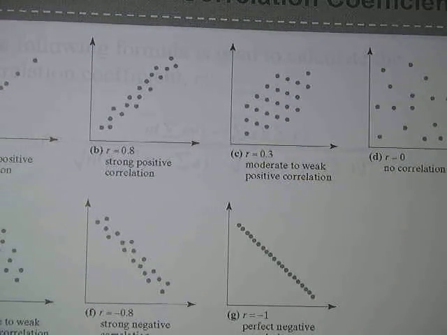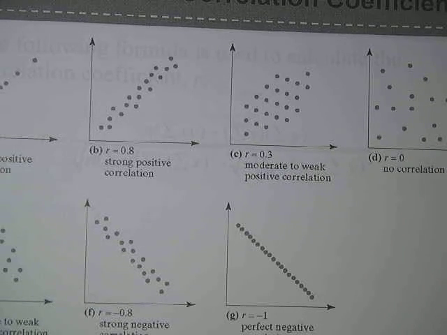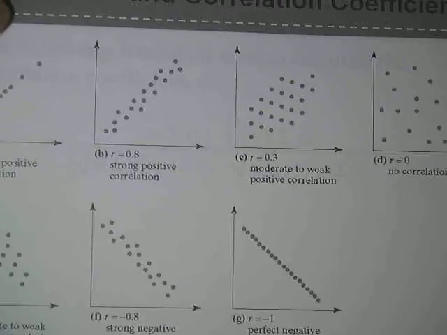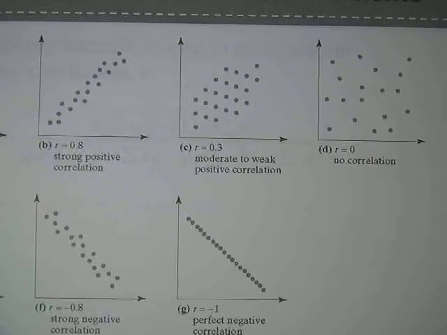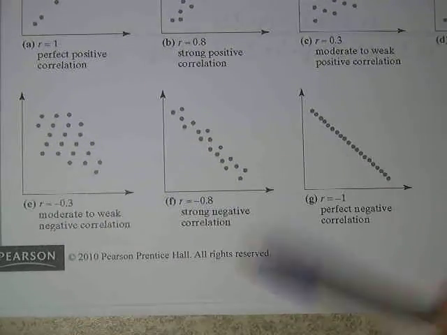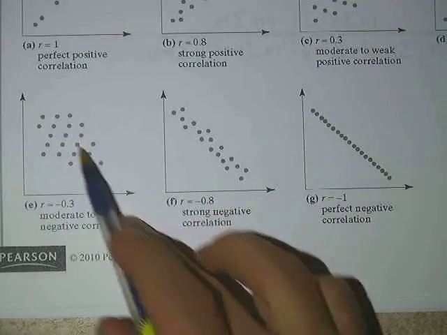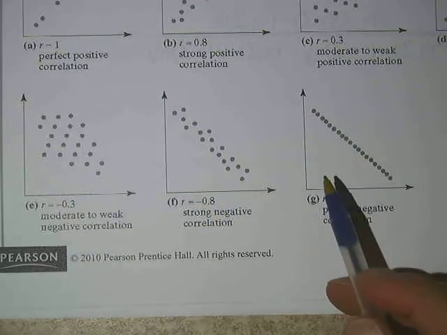Okay, if it looks like they're kind of going up, but they're not really together very well, we call that moderate to weak positive correlation. Notice the R value of 0.3. If they're all over the place and make no line whatsoever, then we would say that it's a no correlation situation, and the R would be 0.